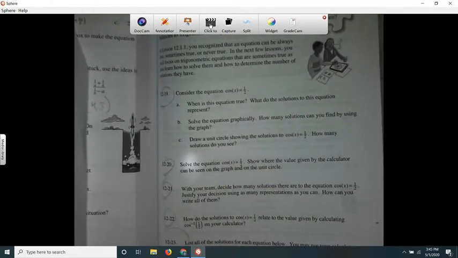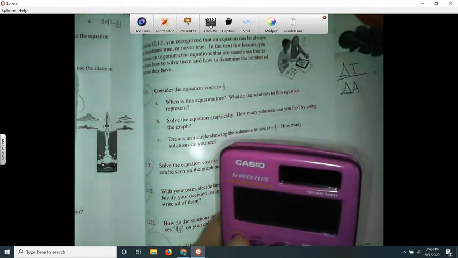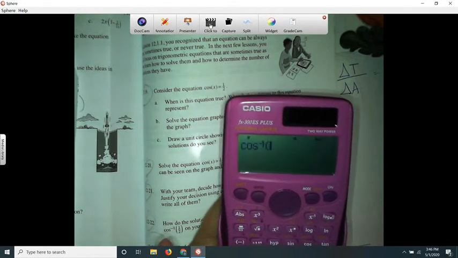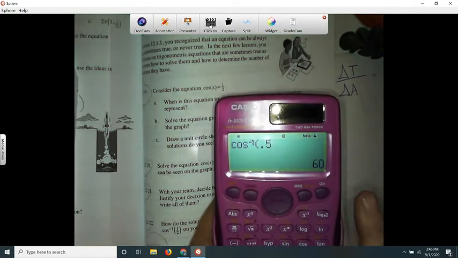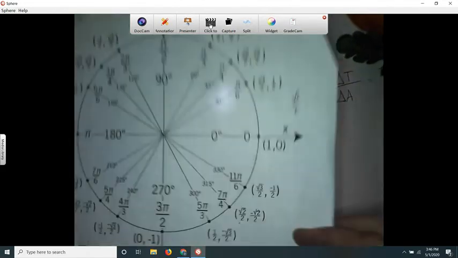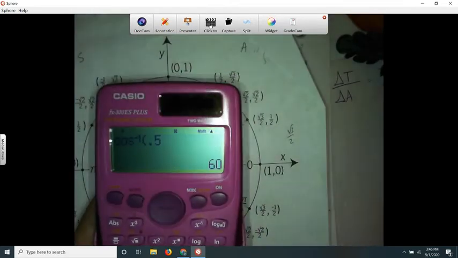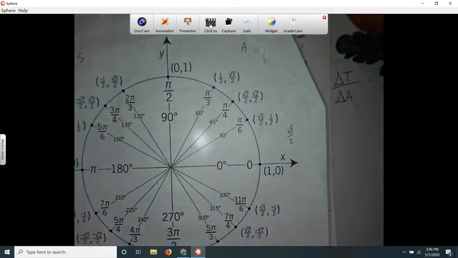On 12-20, it says solve the equation cosine x equals a half and show where the value given by the calculator can be seen on the graph and the unit circle. So I just grabbed this calculator because it was sitting around, and cosine inverse of a half is 0.5... I'm in degree mode, so I got 60 degrees. I need to show that. It only shows me quadrant 1, 60 degrees. And then where would that be on my graph?